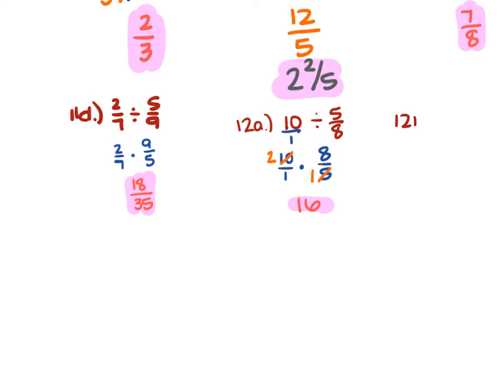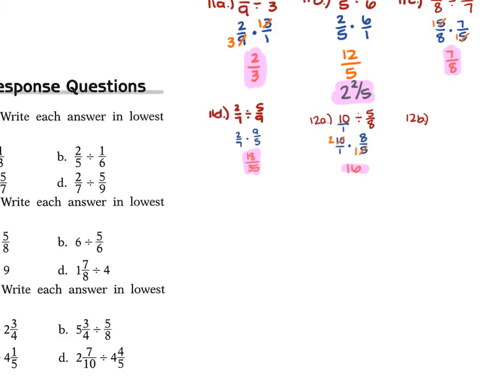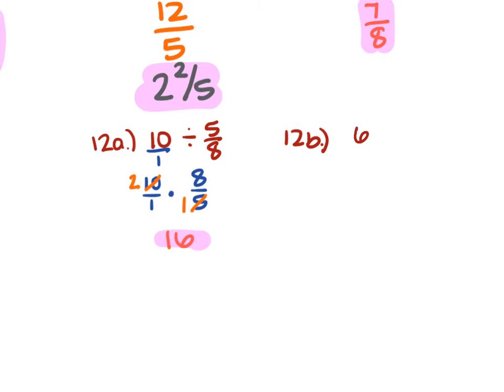For 12b, we have 6 divided by 5 sixths. So we're going to keep, change, flip, and turn that 6 into 6 over 1 times 6 over 5. We cannot simplify, so this is going to be 36 over 5. The 5 goes into 36 7 times with 1 left over, so that's 7 and 1 fifth.